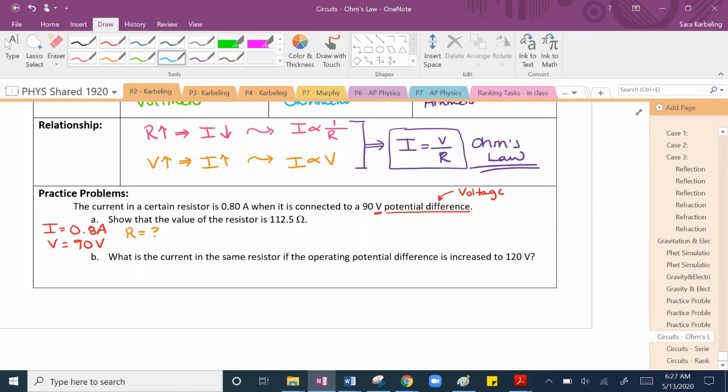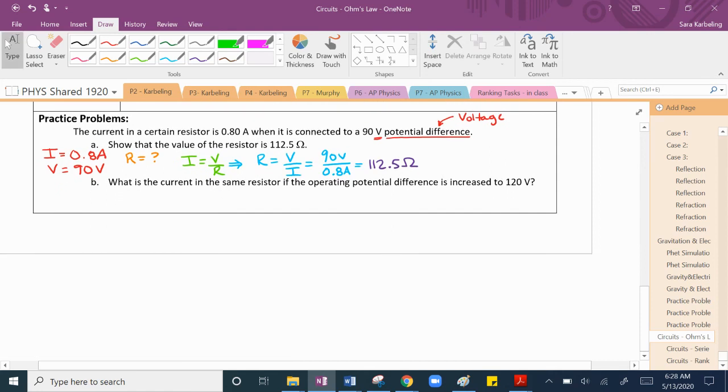The relationship we have is I equals V over R. And then we can solve that for R. So if we multiply by R on both sides, divide by I, we get R is equal to V over I. And we can plug our information in. So we've got 90 volts divided by 0.8 amps. And if you plug that into a calculator, you will indeed find 112.5 ohms. Okay, so pretty simple process, but it's an important one. So I just want to make sure that that's making sense. And then let's do part B.